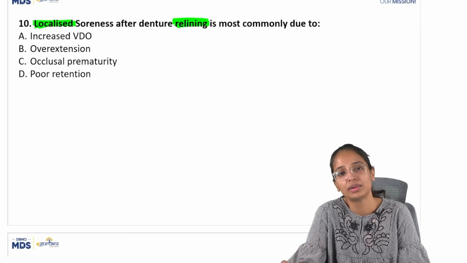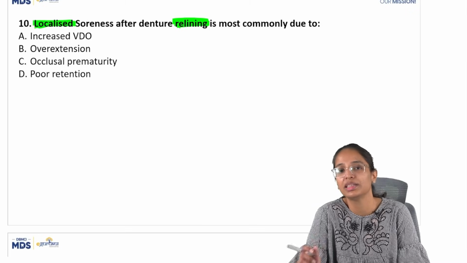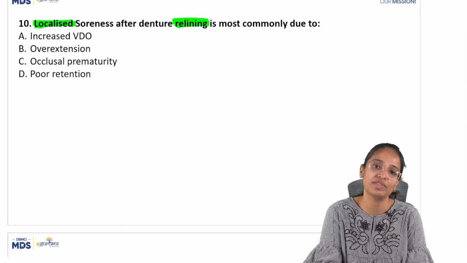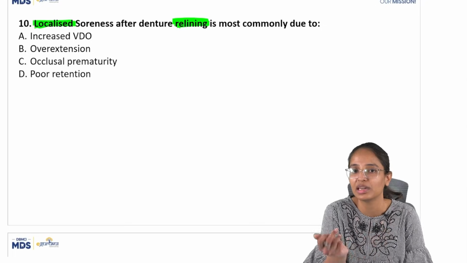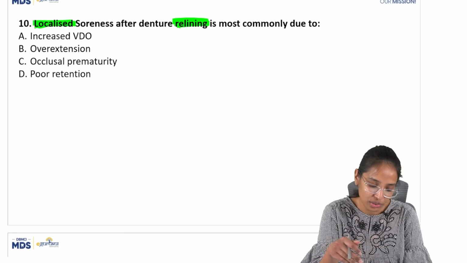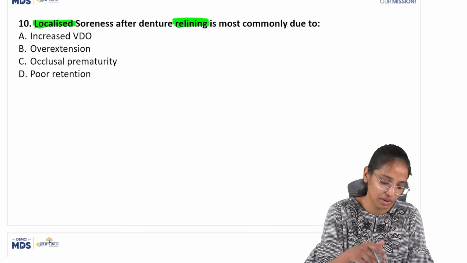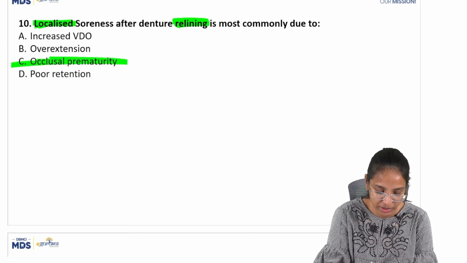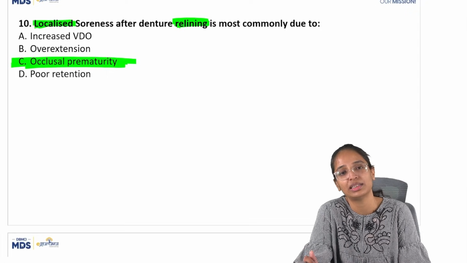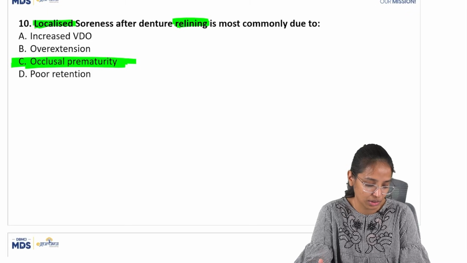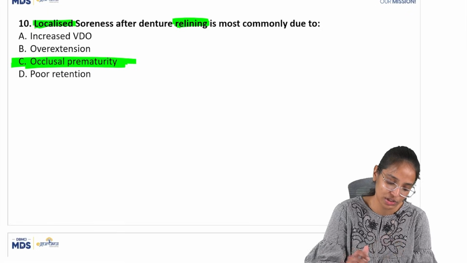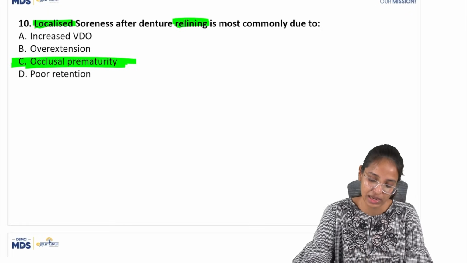But when the word localized is mentioned, then probably there is an occlusal overload at some point, which has led to an occlusal prematurity, and that is leading to the soreness. If there is a generalized soreness after relining, I will say there is an overextension. So localized soreness after denture relining is more commonly due to an occlusal prematurity at some particular point, which is constantly leading to pain and tenderness. So the correct answer here is option C. It is a tricky question, so read your question very carefully. If it is a generalized soreness, I'll consider overextension as the answer.